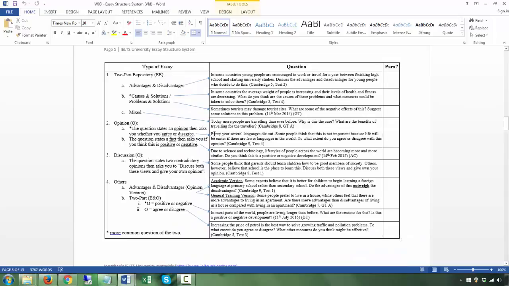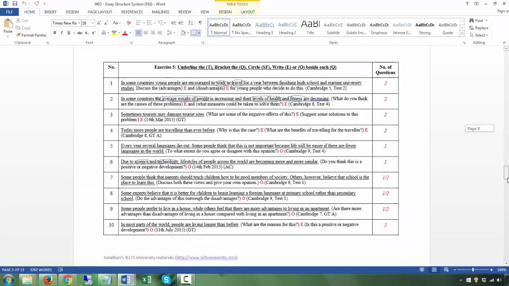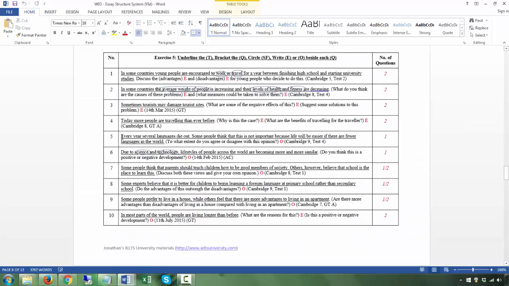Okay, now very often, let's just go back to the answers again. Very often, not always, but very often for the opinion, you start with some kind of statement, then this is the opinion. So when I mention paraphrasing the opinion, it is in your notes and phrases. This is the opinion that you want to paraphrase. Now, this is not an opinion. Every year, several languages die out. That's not an opinion, that's a fact.